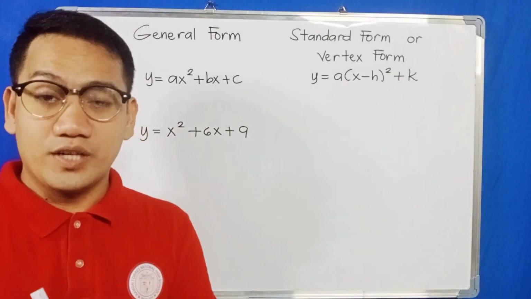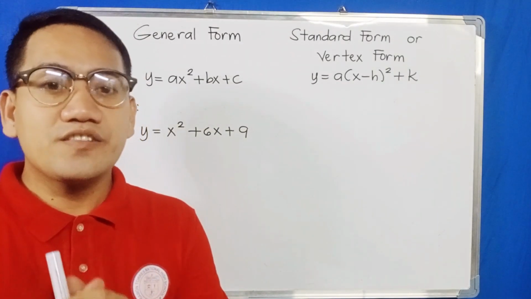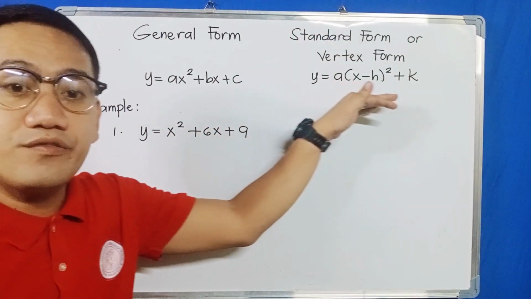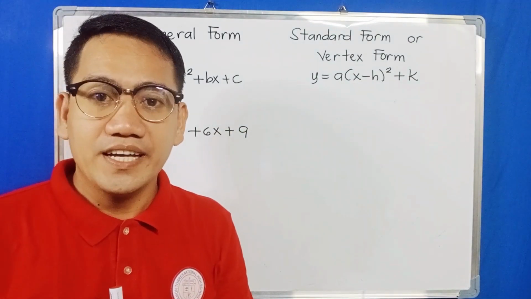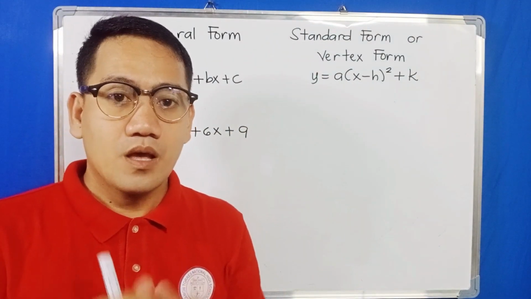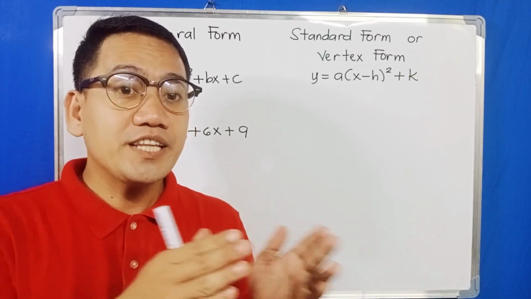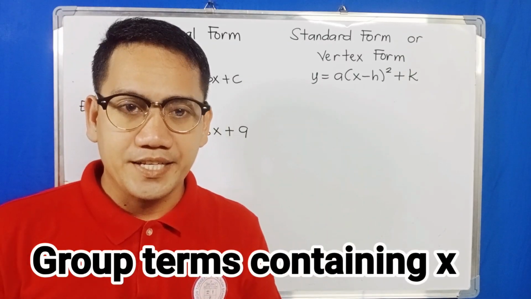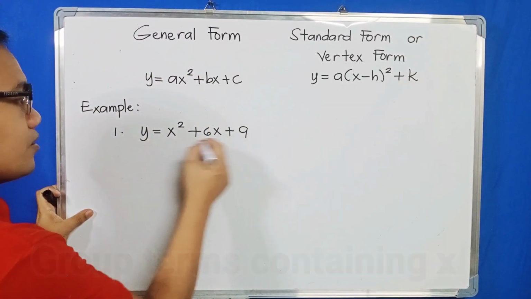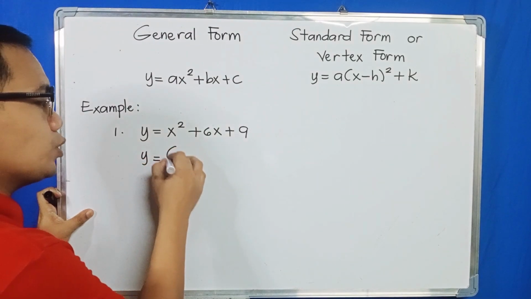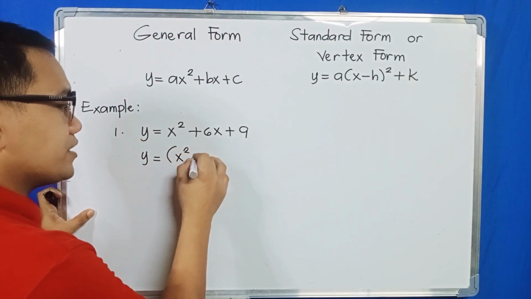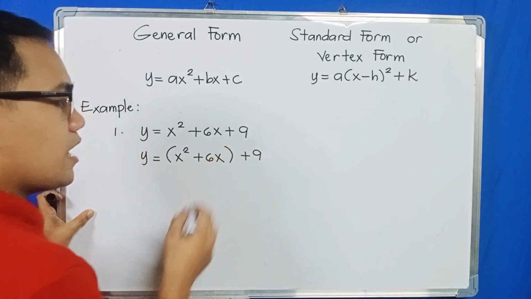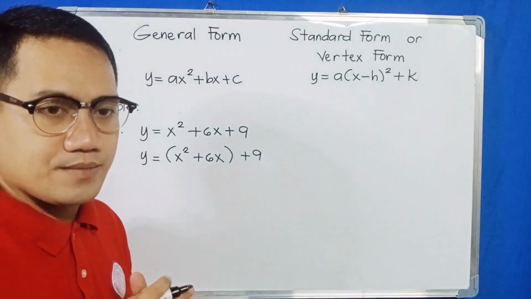So let's try to have our first example. Let us try to transform y is equal to x squared plus 6x plus 9 into vertex form and identify the values of our h and k. So the first step in transforming general form into vertex form is that we will group the terms containing x. In this case, y is equal to, we will group the terms containing x, and that would be x squared plus 6x. Then we have positive 9 outside our grouping symbol.